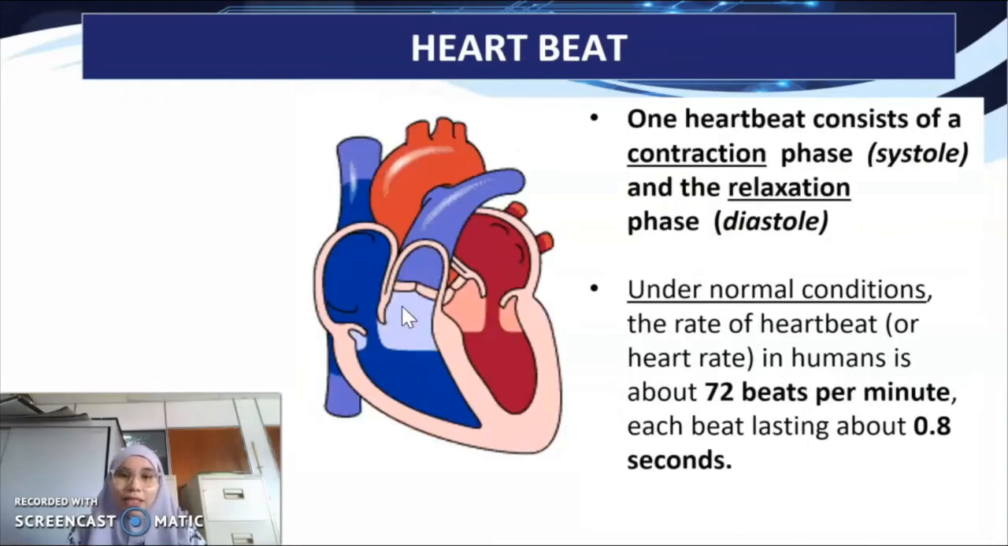The heartbeat. One heartbeat consists of a contraction, also known as systole, and relaxation, also known as diastole. Under normal conditions, the rate of heartbeat, or heart rate, in humans is about 72 beats per minute, each beat lasting about 0.8 seconds.